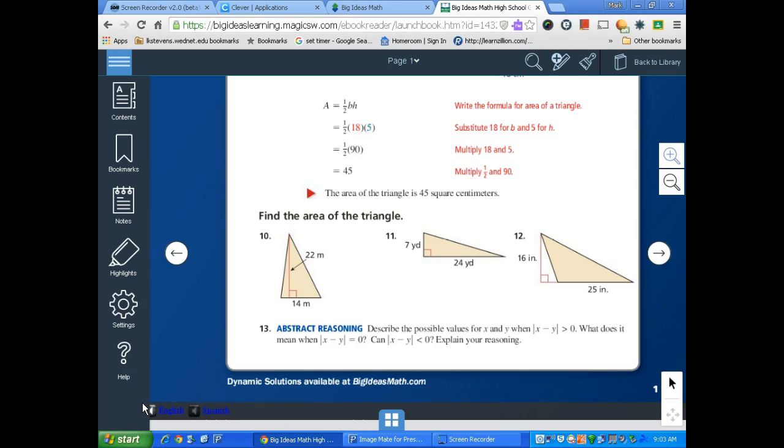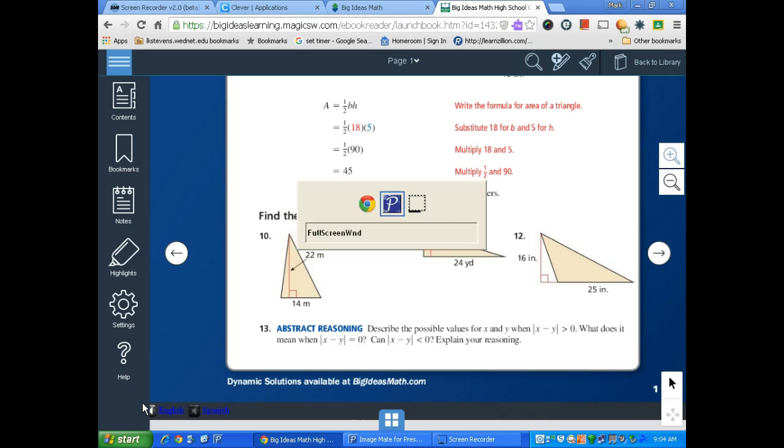Yes, Maddie. X would have to be greater than y. Thank you. I don't know. What do you guys think? Yeah? Well, if x is -3 and y is 5, that doesn't work. Well, it does work, so x doesn't have to be greater, because -3 is less than 5. Yeah, it doesn't matter. -3 minus 5 would be -8, meaning the absolute value would be greater than 0.